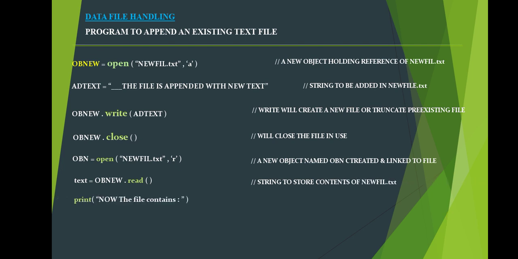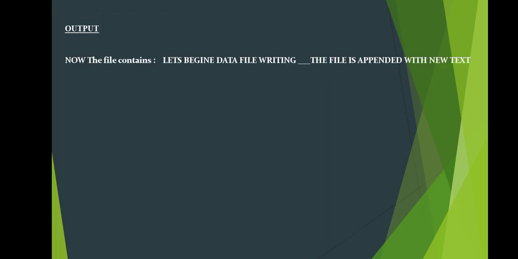Let's give a message in the print function: now the file contains. Next, we pass the text as argument to the print function. This will display the appended contents of the file, and finally we will close the file with the help of the close function. So what will be the output then? If we run it, the output will be: now the file contains, let's begin data file handwriting. This was the previous content, and the new appended string was to underscore, and then the file is appended with new text. So this will be the new content in the text file.